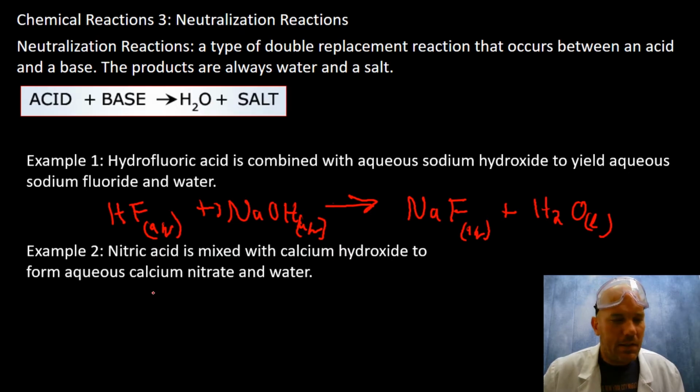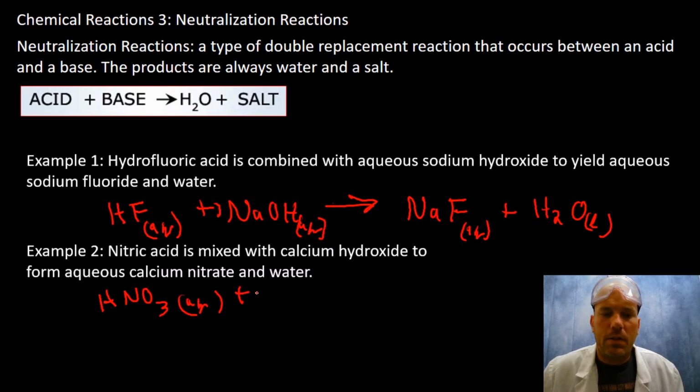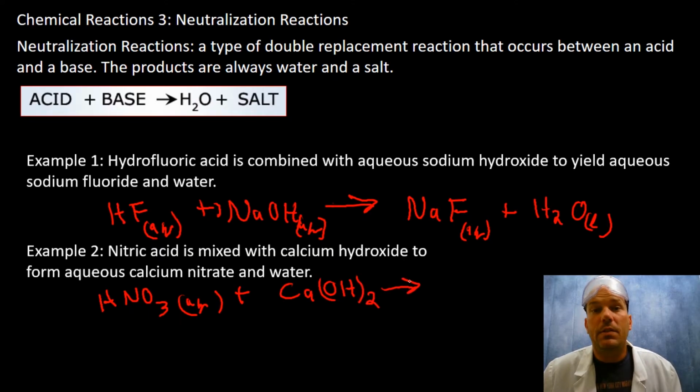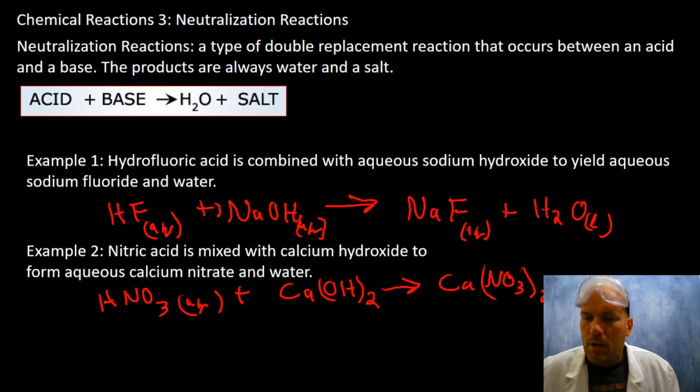And in this reaction here, we have another strong acid that is going to be nitric acid. And all acids are aqueous, and it is mixed with calcium hydroxide, a group 2 strong base, and we're going to get salt water. And our salt in this case is going to be calcium nitrate, aqueous, plus water.